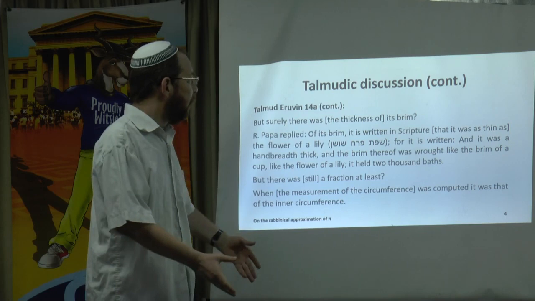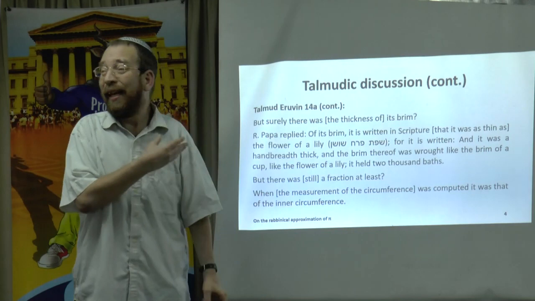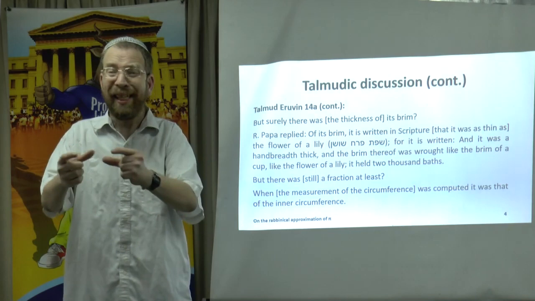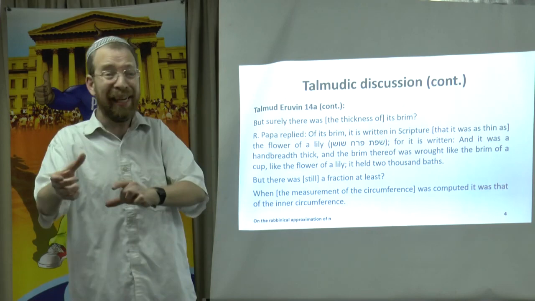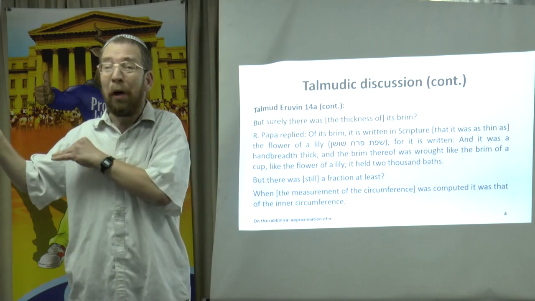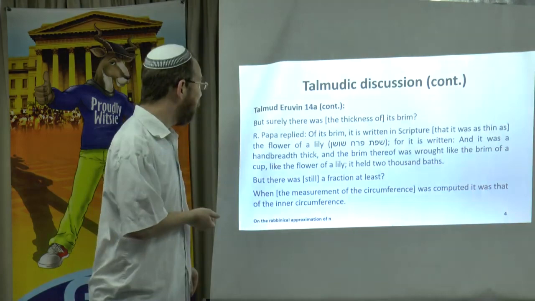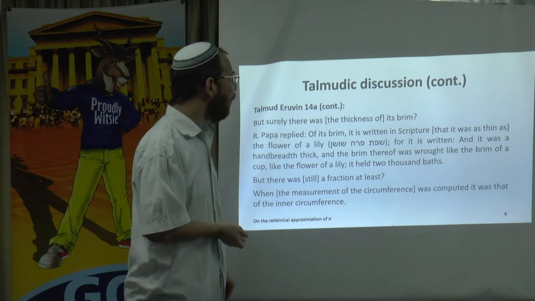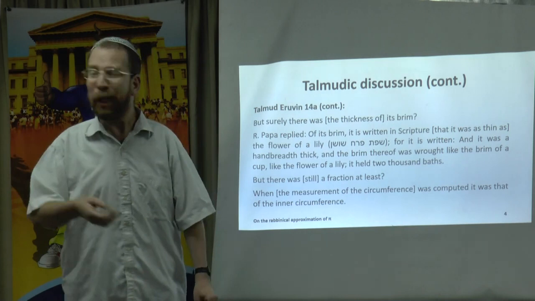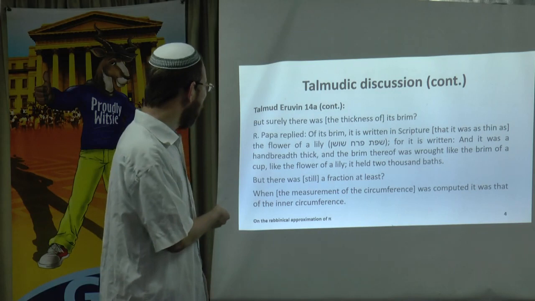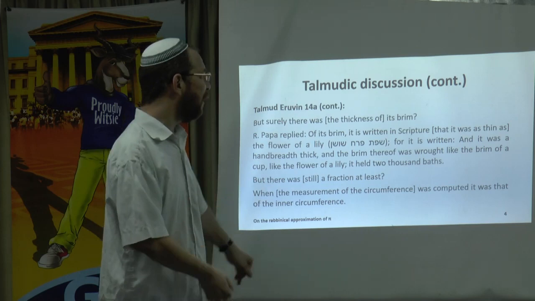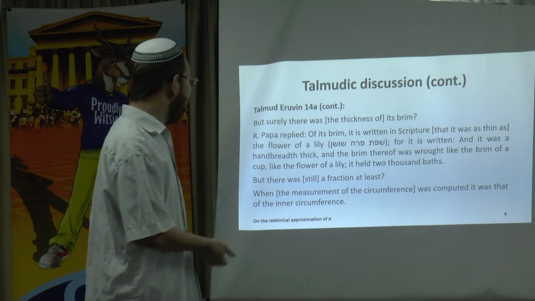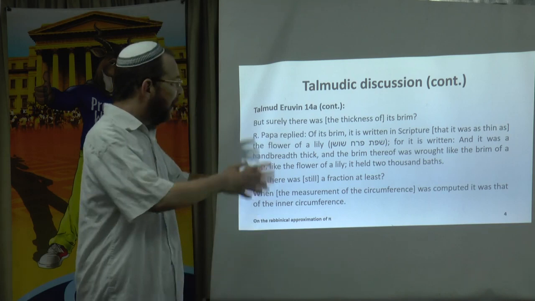Then the Gemara asks, but surely there was the thickness of its brim. Maybe the Bible says three because you are not measuring correctly, taking the circumference in one place and the diameter in another, and this is the reason for the three. But we know that the true ratio is not three, it's more than three. Rapapa replied that of its brim it is written in Scripture that it was as thin as the flower of a lily, sfat perach shoshan. For it is written that it was a hand breadth thick, and its brim was like the brim of a cup, like the flower of a lily. Another says something about its volume.